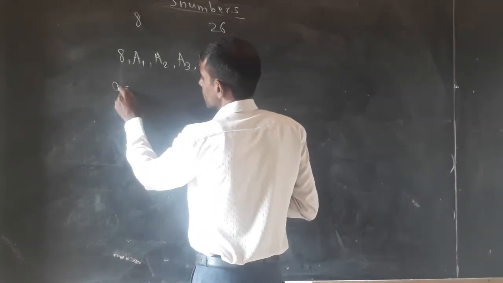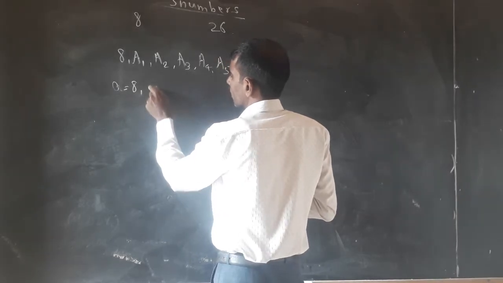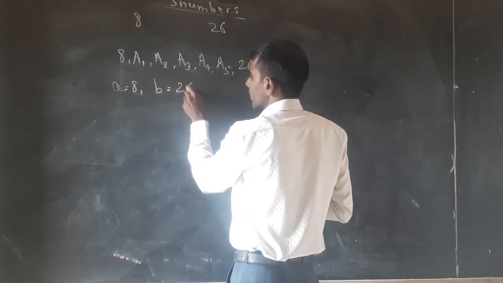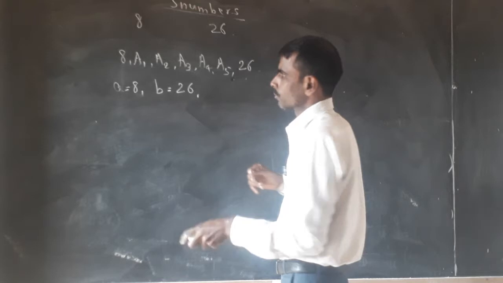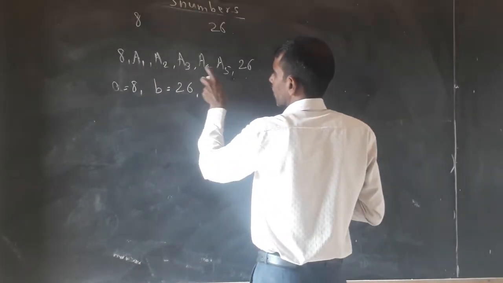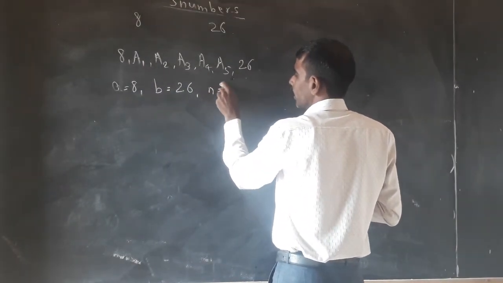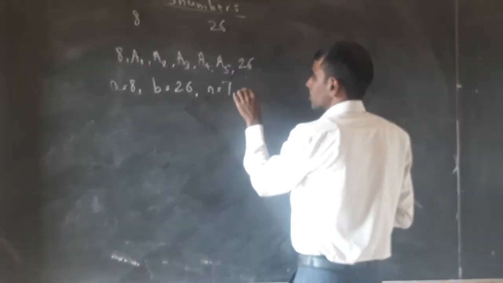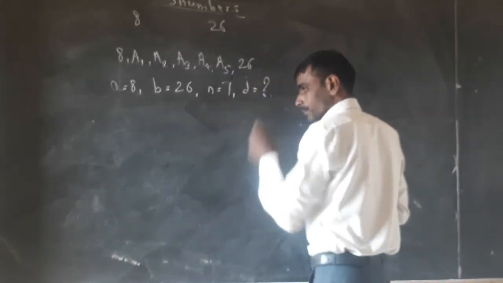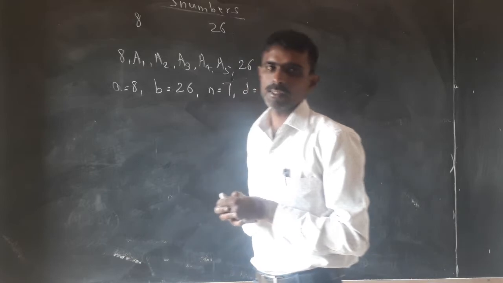Here the first term is 8. The last term that I will be writing as B is 26. The number of terms is 1, 2, 3, 4, 5, 6, 7. So n will be 7. Now I have to check what D is equal to.